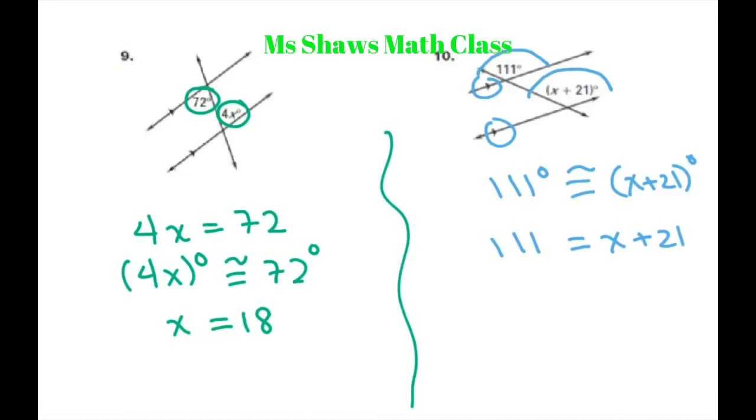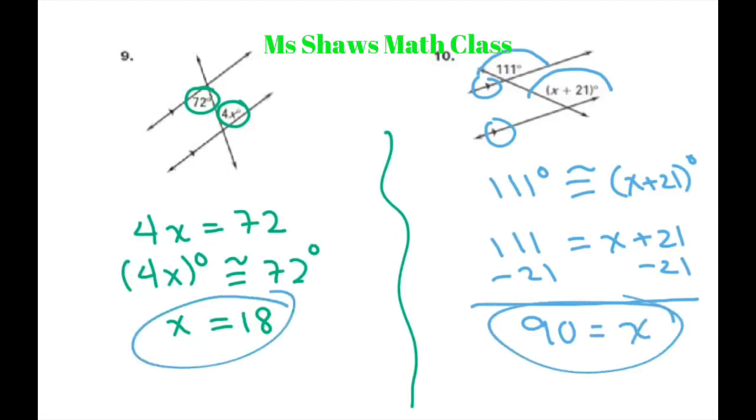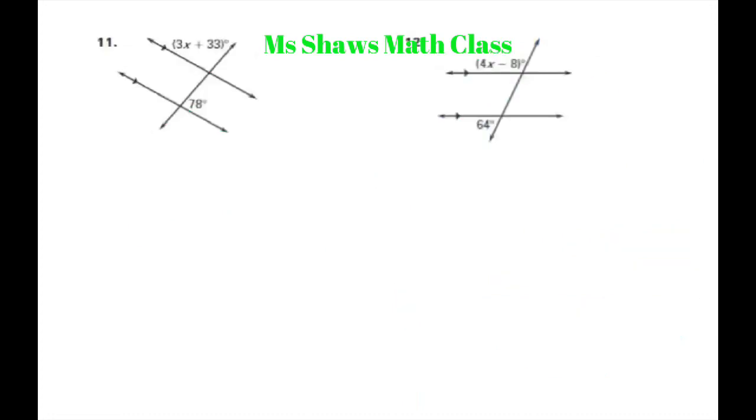So let's just show our work a little bit. So you get 90 equals your x, which is our goal. So we did that one. And one more set here.